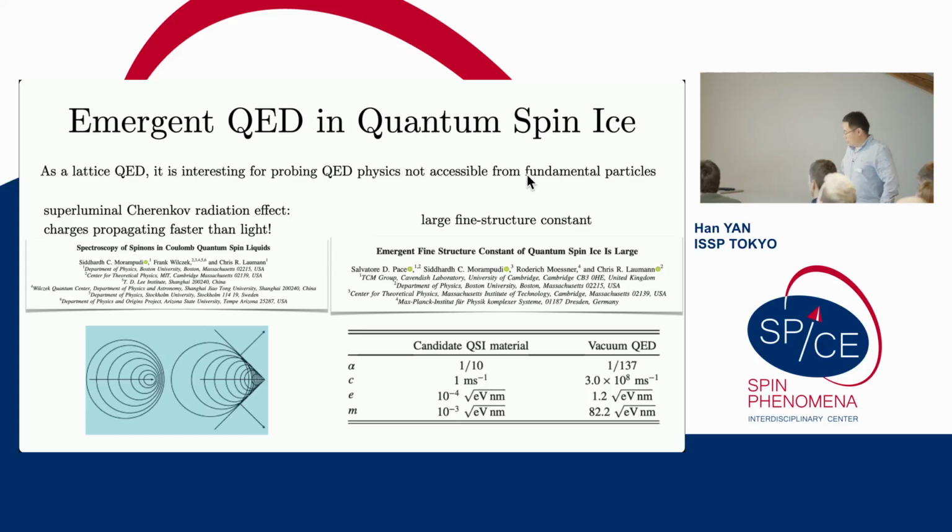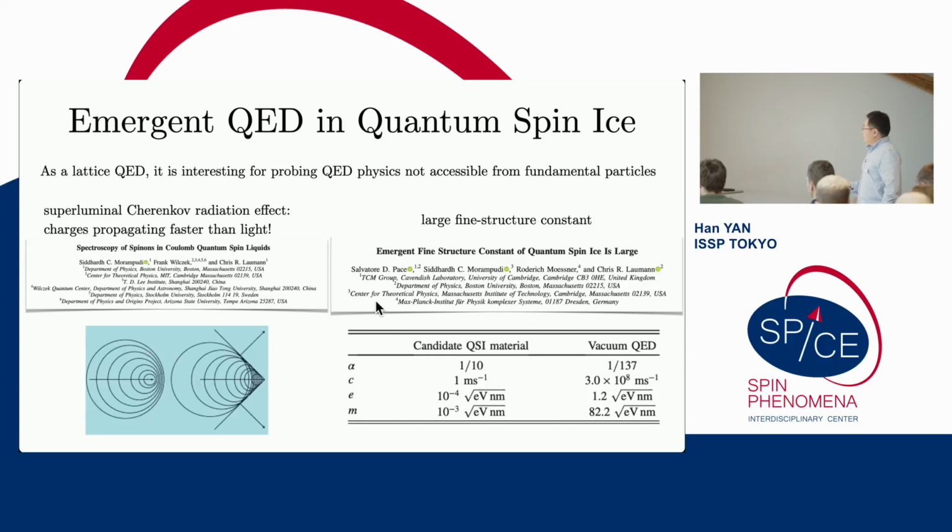Now, if we zoom out, I think the most important point is that quantum spin ice is an emergent QED. And as a lattice QED, it allows you to probe quantum electrodynamics that are not accessible in our fundamental universe. For example, the electric charges, or spinons, can propagate faster than the photons, which is not possible when you have Lorentz invariance, right? Or when you have relativity. So you will have, for example, a Cherenkov radiation effect coming from the spinons.